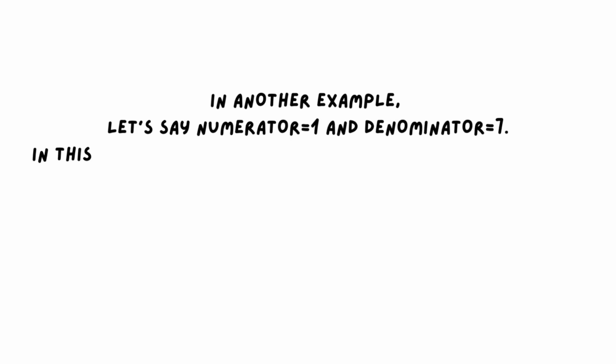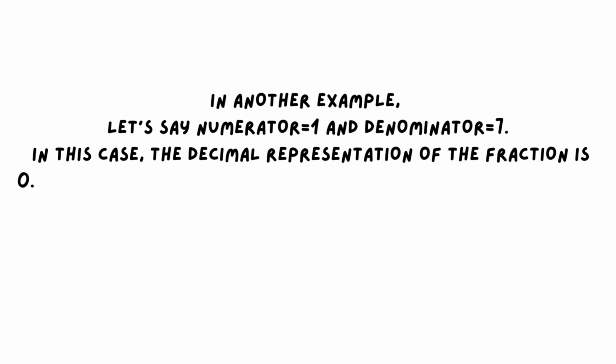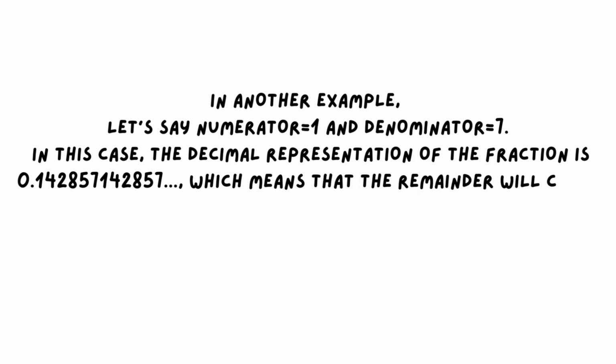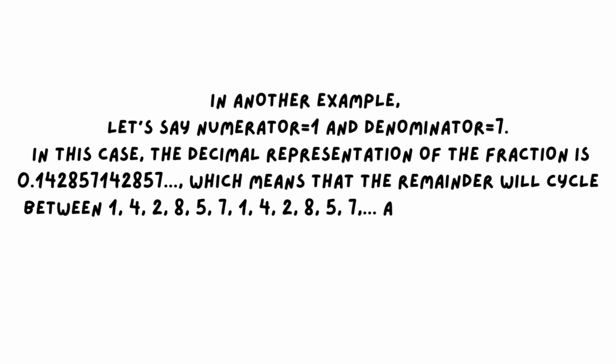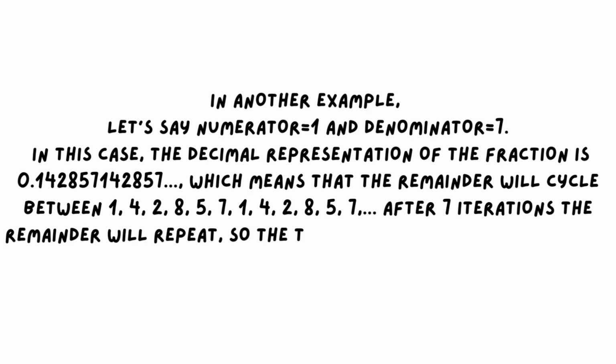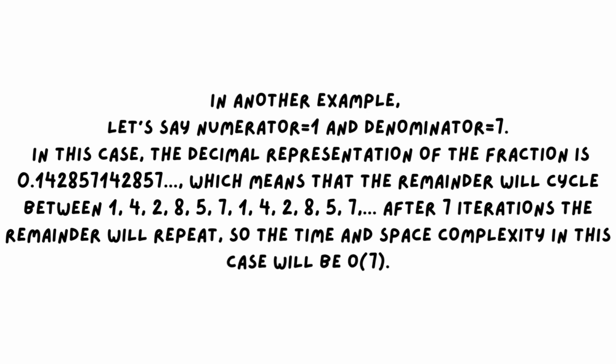In another example, let's say numerator equals 1 and denominator equals 7. In this case, the decimal representation of the fraction is 0.142857142857, which means that the remainder will cycle between 1, 4, 2, 8, 5, 7. After 7 iterations, the remainder will repeat, so the time and space complexity in this case will be big O(7).